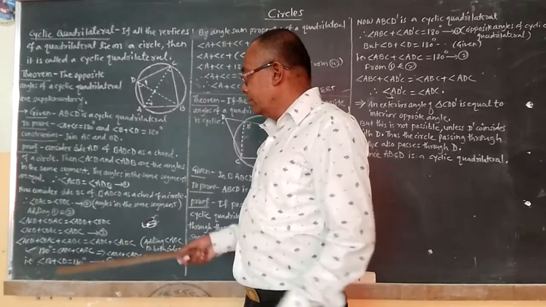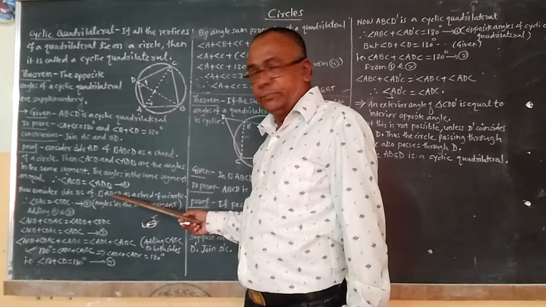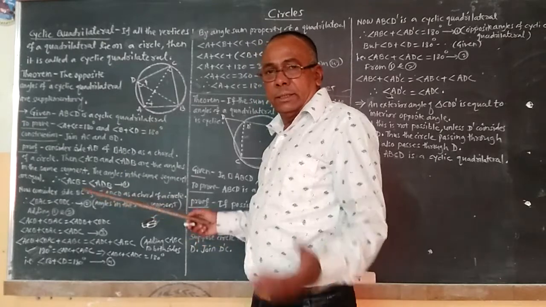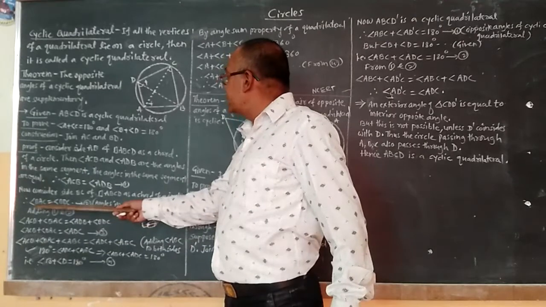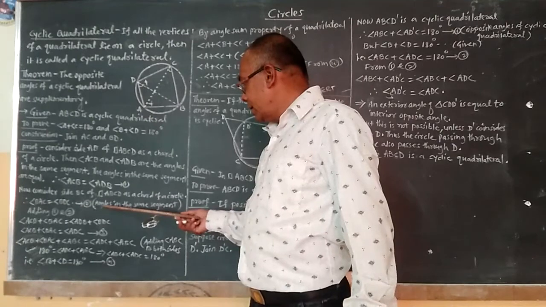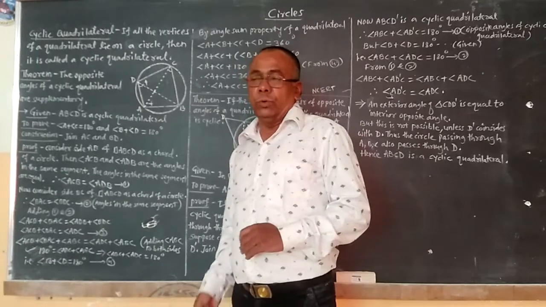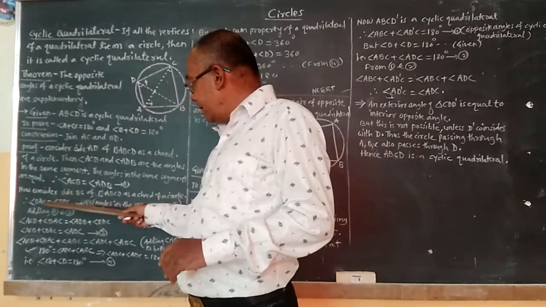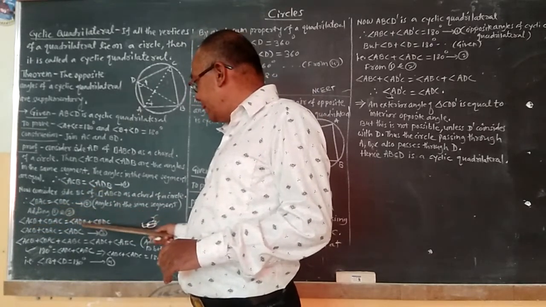Therefore, now consider side BC of quadrilateral ABCD as a chord of the circle, and we know that the angles in the same segment are equal in measure, and therefore angle BAC equals angle BDC, equation number 2. The reason is angles in the same segment. Now adding equations 1 and 2, we get angle ACB plus angle BAC equals angle ADB plus angle BDC.